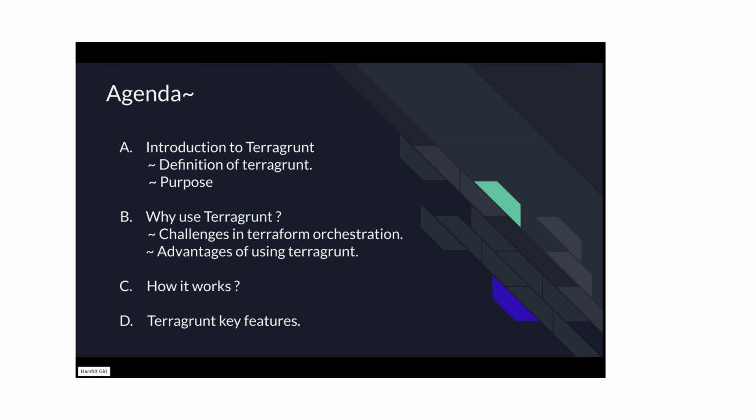So let us start with the definition. As you can see, it's a popular open source tool, and it is most commonly used with Terraform. What it does is provide extra tools for keeping your configuration DRY. DRY means don't repeat yourself. When you are running Terragrunt on the ground, it's still running Terraform, but just before that it generates some configuration and runs Terraform with specific options. It's like a layer of abstraction over Terraform.